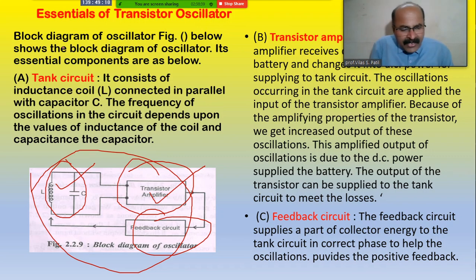The second is the transistor amplifier. The transistor amplifier may be common base or common emitter, because common emitter is the ideal mode of transistor amplification, and that is very essential in designing the oscillator. And the third one is the feedback circuit, which is a very essential part of the oscillator. In this lecture, we saw the three essential parts of the transistor oscillator. One is the frequency determining circuit, known as the tank circuit. The second is the transistor amplifier, and the third is the feedback circuit.